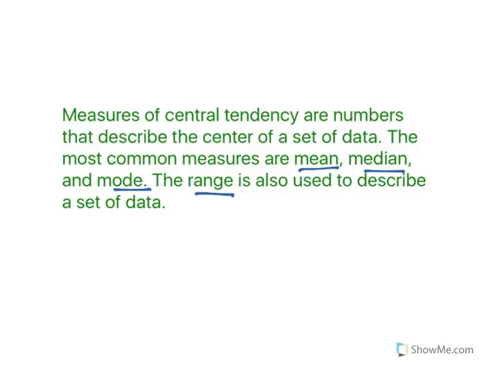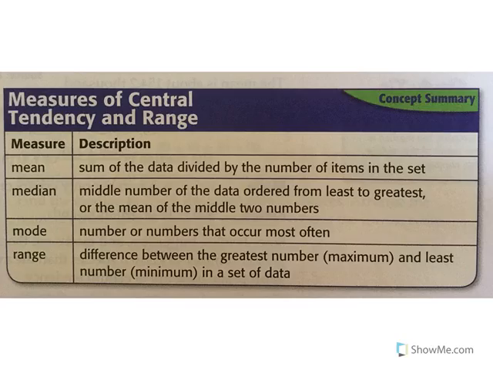Let's backtrack to probably 5th grade, which was the last time you talked about it, but we're going to be bringing it back here and remembering what mean, median, range, and mode are. So let's review. Mean is the sum of the data divided by the number of items in the set. I always think of mean as the hardest procedure of finding the measures of central tendency and range. It takes the longest, so I say that's the meanest.